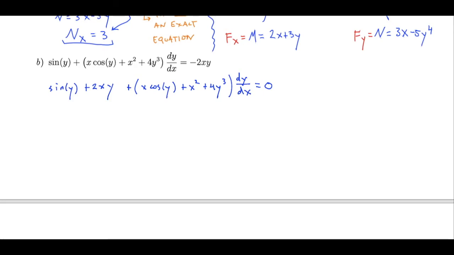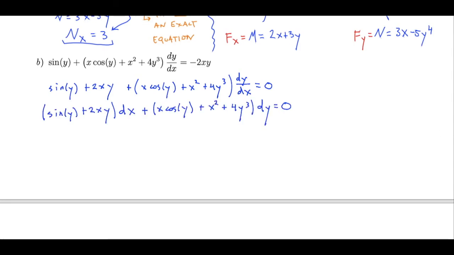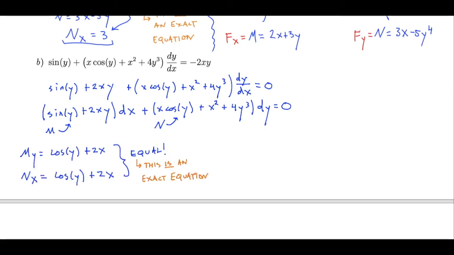Here I've simply brought the negative 2xy from the right over to the left so that I have 0 on the right-hand side. Next I will separate my derivative. And here I now have an equation with the required general structure, some expression times dx plus some expression times dy equal to 0. I name those coefficient expressions M and N as appropriate, and then I can calculate the partial derivatives that are required to test if this is an exact equation.